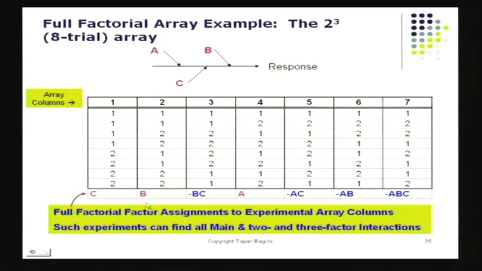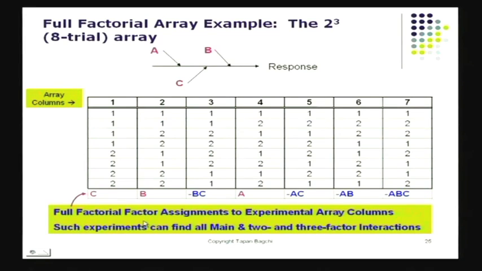From that, I'm able to find not only the main effects of A, B, and C, I'm also able to find these 2-factor interactions and also one 3-factor interaction, which is possible. All these could be done if I would run the full factorial experiment. And such an experiment, of course, is the most powerful one.